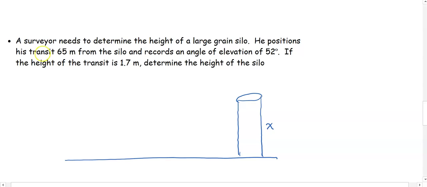He positions his transit, so it's like a little machine that lasers and measures distances and angles. So he has this little tripod transit sitting on the ground, right? It's not right on the ground. It has legs, and so it's going to be sitting at 1.7 meters above the ground. That's the height of that transit right there, okay? And he records an angle of elevation of 52 degrees to the top of the silo.